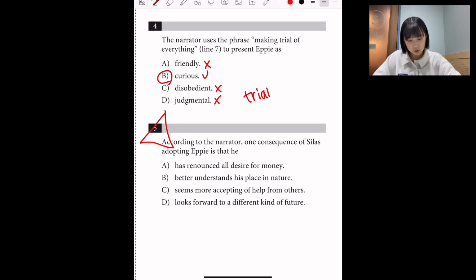A, has renounced all desire for money. That's clearly not what I just said. B, better understands his place in nature. Nature, I'm not so sure about that. C, seems more accepting of help from others.